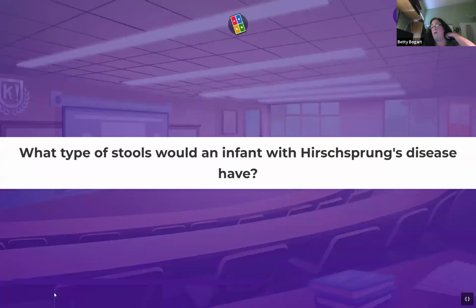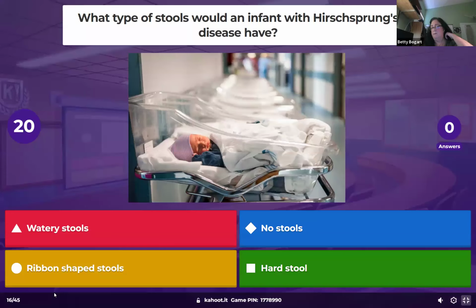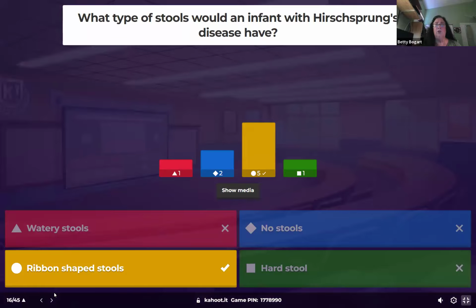What type of stools would an infant with Hirschsprung's disease have? Where's that big dilated colon, and then the rectum gets really tiny, and it can't get through, or some gets through a little bit. And it's called ribbon-shaped stools. Think about the picture, that big Hirschsprung outpatch and that tiny little tube that goes to the rectum. And if something gets through, it's like going through a frosting. It's a ribbon-shaped type stool.